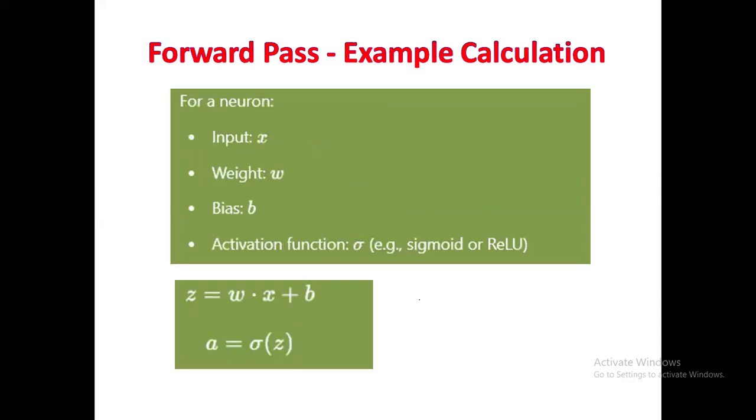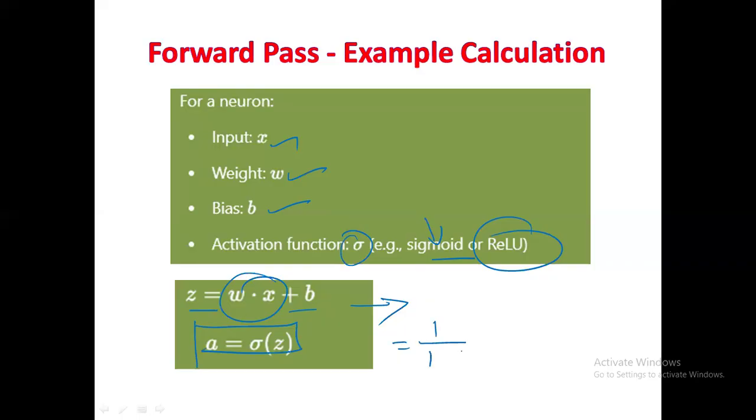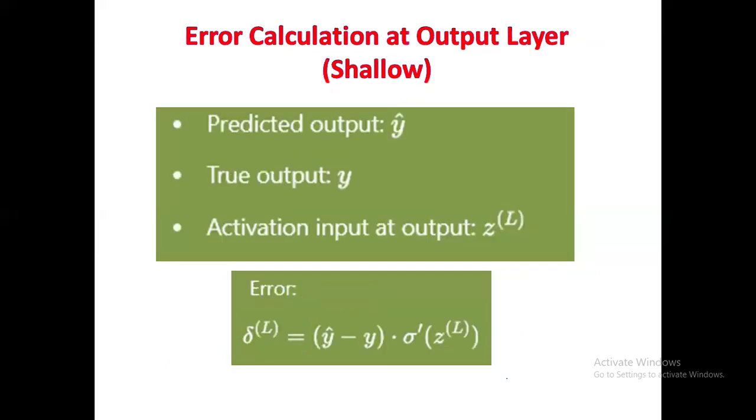Next, forward pass example. In this case, we are taking a neuron. Input is x, weight is w, bias is b. And for the activation function, any function we can use; we are going to use the sigmoidal function or ReLU function. And z is given by w into x plus b. This is the generalized formula. And for the output, we have to apply this sigmoidal function. It is given by 1 divided by 1 plus e power minus z. We have to substitute the value and find out the value for this.